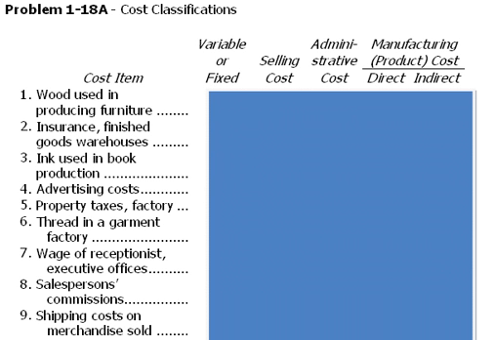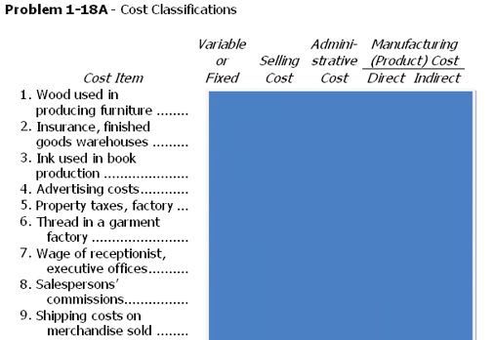Wood used in producing furniture. Okay, we need to identify, is that a variable or a fixed cost, and does it show up as a selling cost, an administrative cost, or a manufacturing cost, which would be a product cost. And then you need to identify, if it's a manufacturing cost, is it direct or indirect? Well, since wood is used in the manufacturing process, we know it's a direct product cost. Next question, is it variable or fixed?